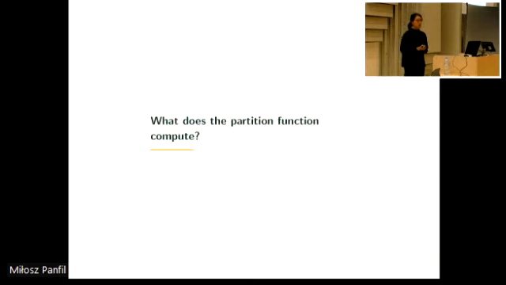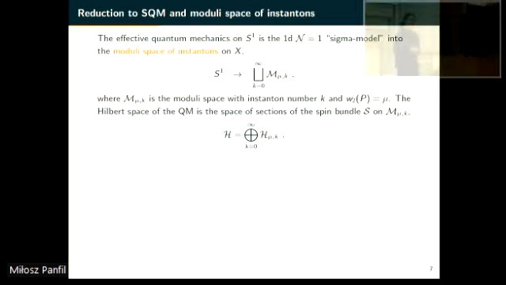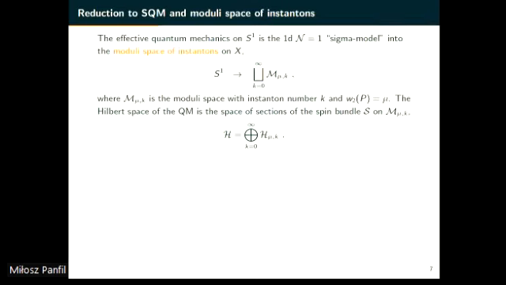So the question here is what does the partition function of this theory compute? First of all, the effective supersymmetric quantum mechanics on S1 that I just mentioned is nothing but the 1D N=1 sigma model into the moduli space of instantons on X. Okay, so this is the moduli space of instantons, which I denote by M_{μ,K}. Here, K is the instanton number, and μ is the second Stiefel-Whitney class of the principal G bundle on X, which I denote by P, and we fix μ for our computation.